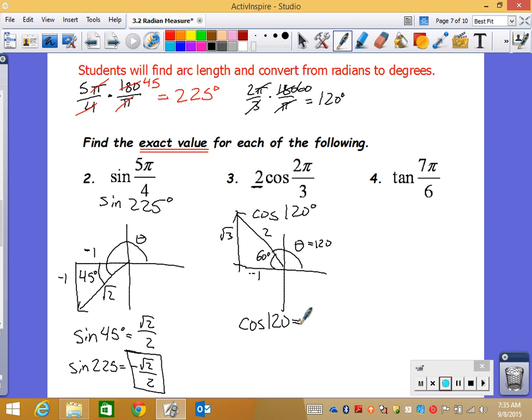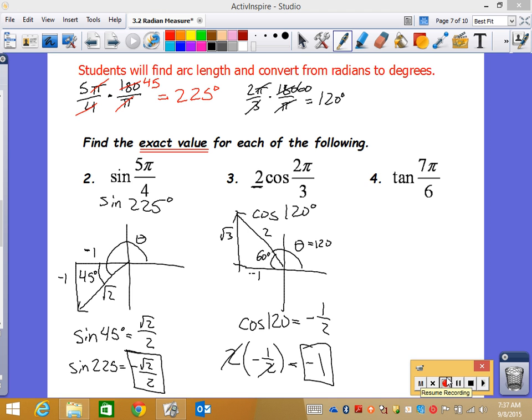It's adjacent over hypotenuse, so it is a negative 1/2 since we're going in the negative x direction and the hypotenuse is always positive. So then at the very end, we can't forget about my 2 that we had at the very beginning. So we take 2 times the cosine of 120, which we know now is negative 1/2. Our 2's cancel, and we get negative 1 as my answer. So don't get frightened by that 2 at the very beginning. We can just leave him off until the very end, and then tack him on, multiply, and bada bing bada boom, we're done. So the last one, the tangent of 7 pi over 6.